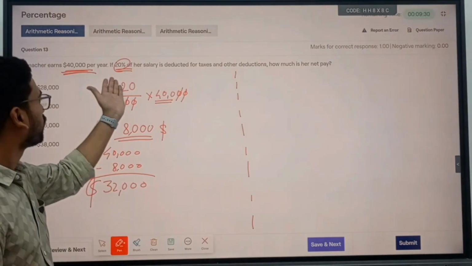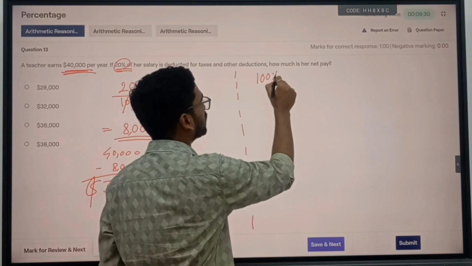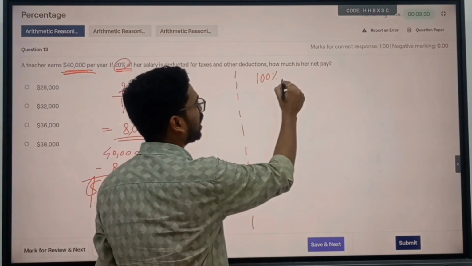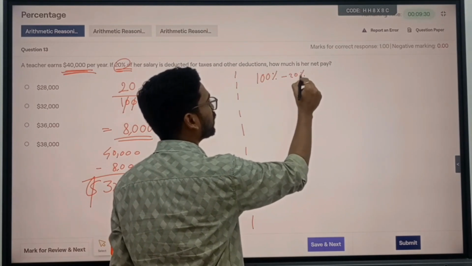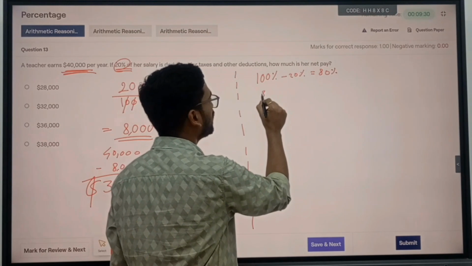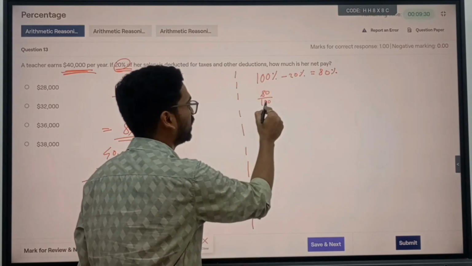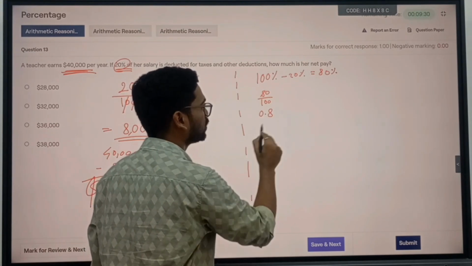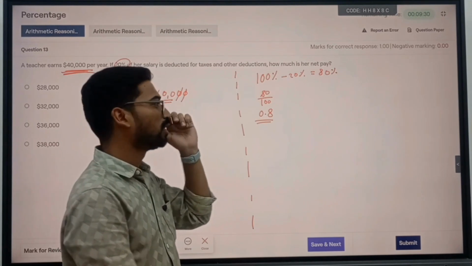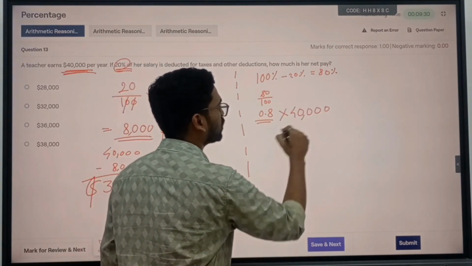How to do that? We know that 20% is deducted. Like total is 100%. 100% is $40,000. Now 20% is deducted. How much is remaining? 100% minus 20% is 80% is remaining. What is 80%? 80% is nothing but 80 out of 100, or we can say 0.8. Right? If you reduce this fraction, you will get 0.8. Now 0.8 of what? Total salary, which is $40,000.